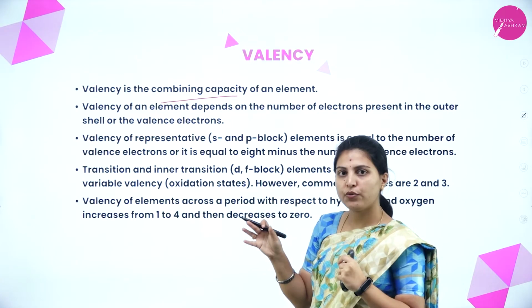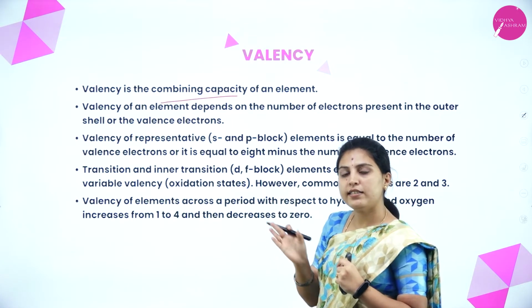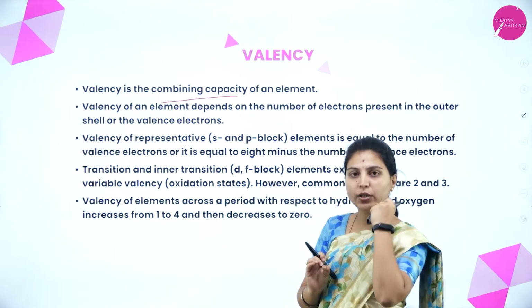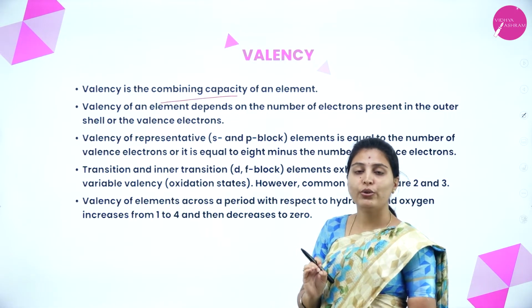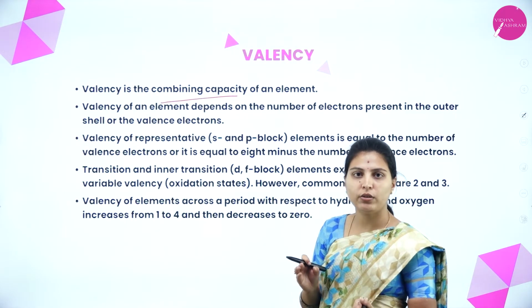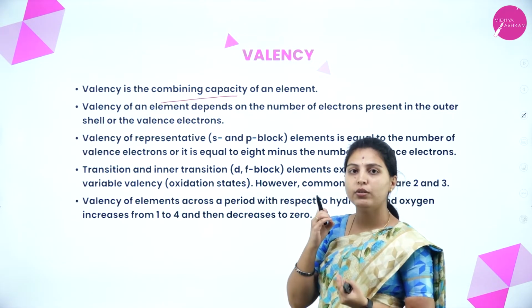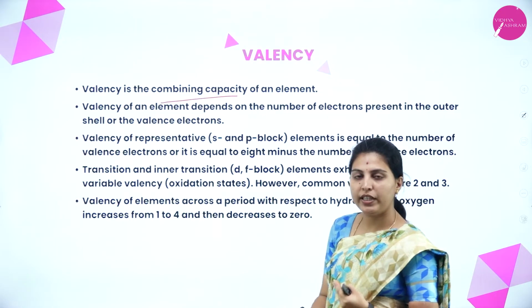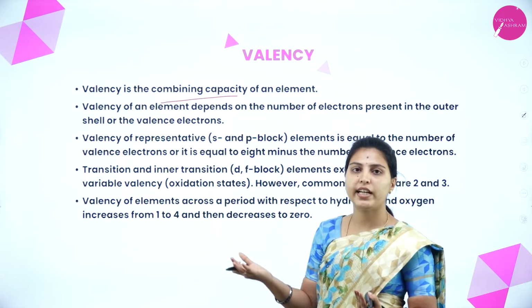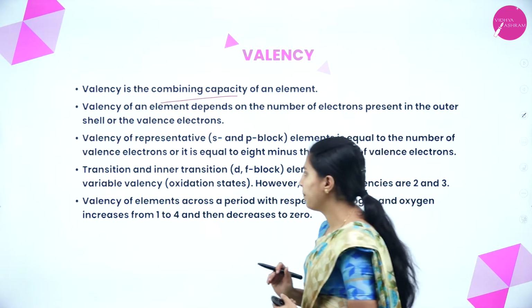In the halogens, what will happen? The valency is minus 1. How? Because it tends to get only 1 electron to reach an octet configuration. That is 8 minus 7, which means minus 1 only. Like that, you have to see the valency, whether you should see the valence electrons, the presence of electrons in the outermost shell.